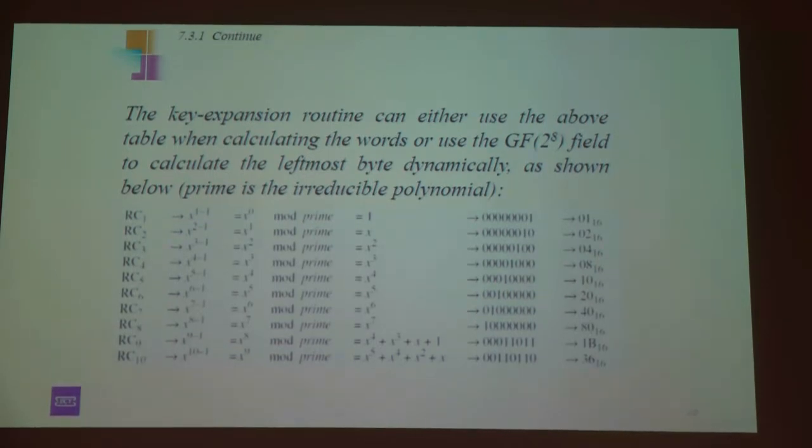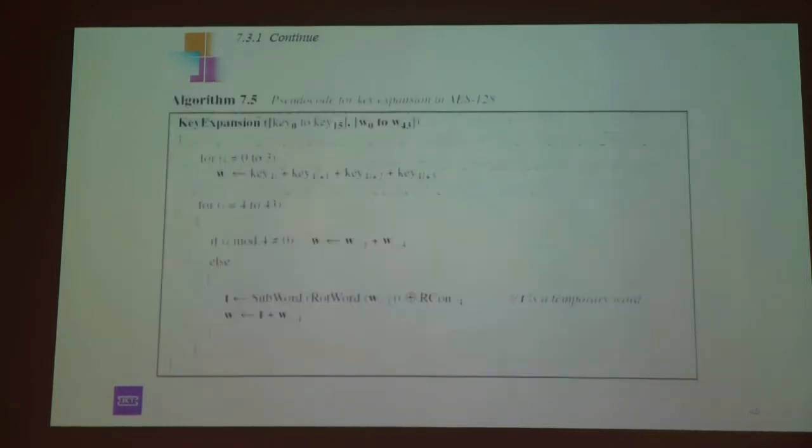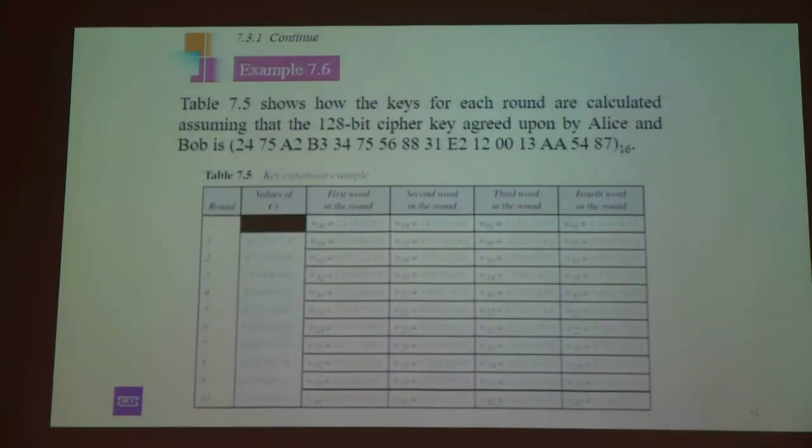The key expansion routine can either use the above table when calculating the word, or use the GF(2^8) field to calculate the leftmost byte, as shown in the line of code. So you could do it in hardware this way. Let's take a look at this example, which shows how the keys for each round are calculated, assuming a 128-bit cipher key.